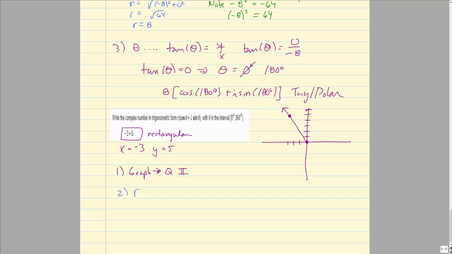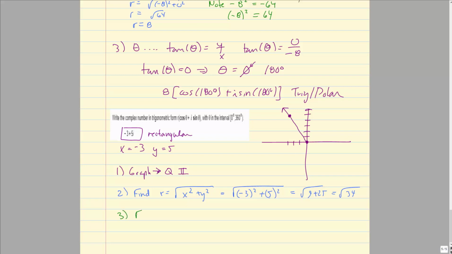Second step, we're going to find r. R is the square root of x squared plus y squared. So this is -3, and remember this has to be in parentheses, squared plus 5 squared. 9 plus 25, square root of 34. Now that's my value for r. And 34 is 17 times 2. That doesn't break down with any factors that are perfect squares, so I'm good to go.